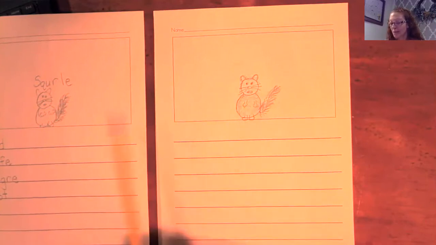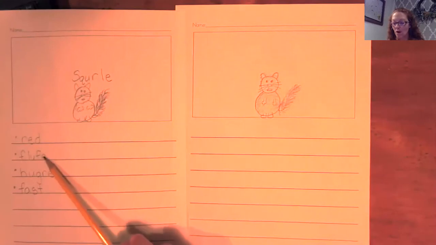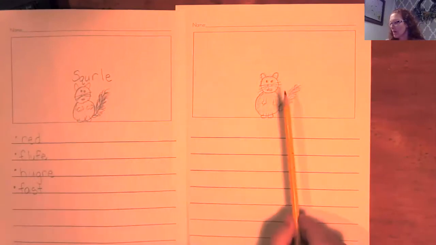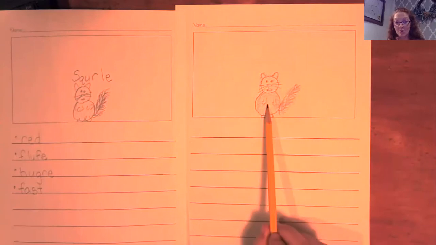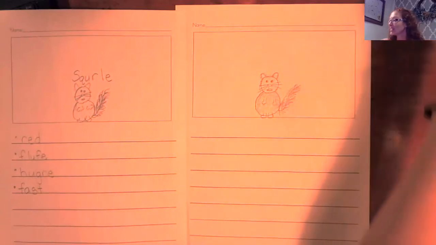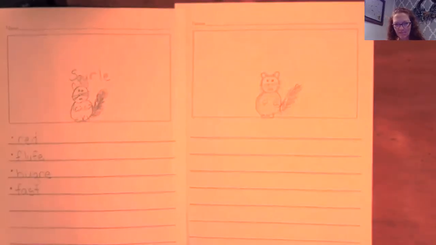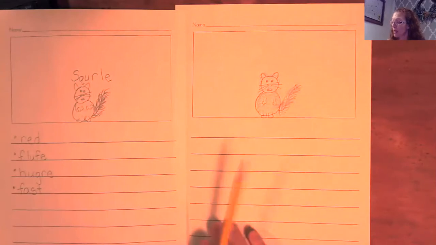All right. So this is Squirrely. And I made him a little bit more fluffy this time. And that's okay. Because when you do it the second time, sometimes you want to make a few changes. So my character, Squirrely. I'm going to turn it into sentences. And it seems like this is kind of fuzzy. A little bit better. Okay.